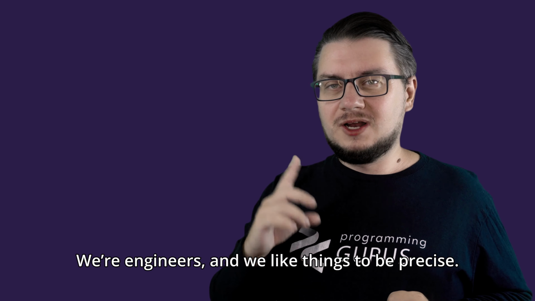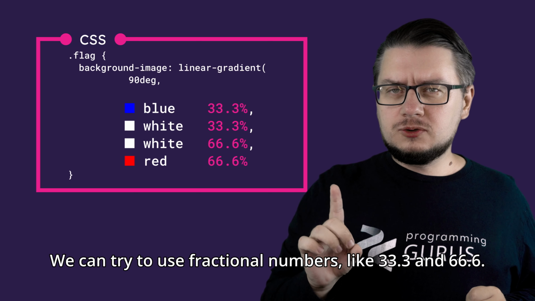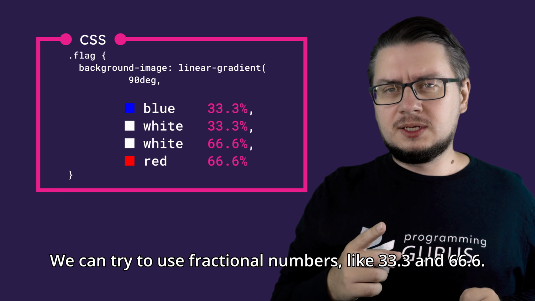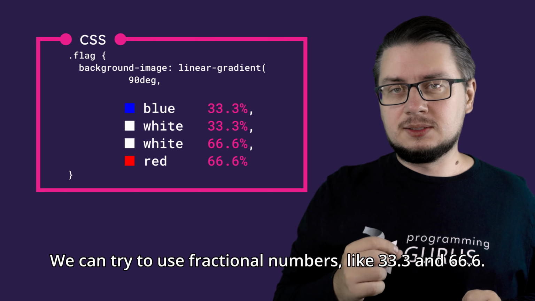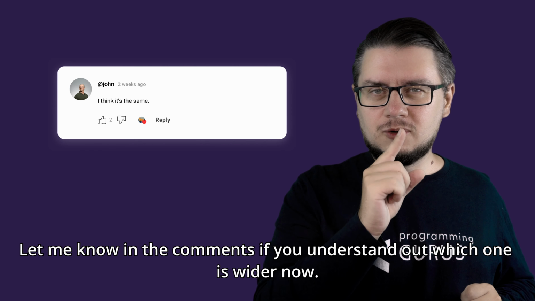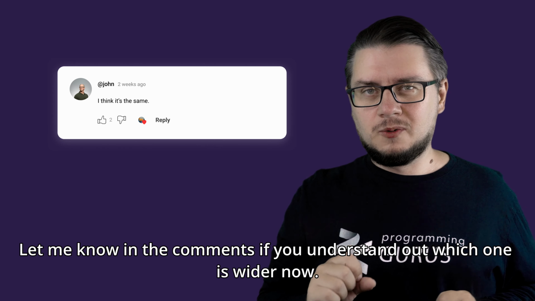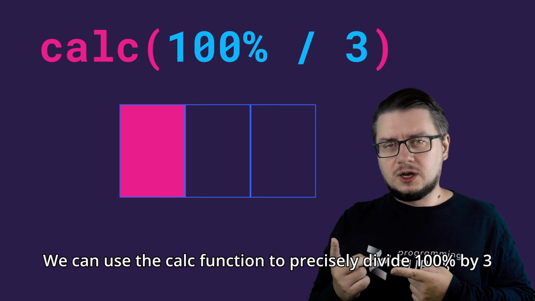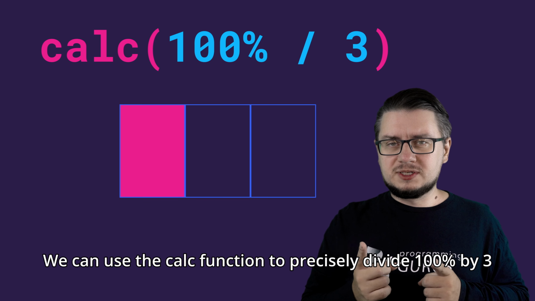We're engineers and we like things to be precise. We can try to use fractional numbers like 33.3% or 66.6. Even fewer people will notice we still have a wider column. Let me know if you understand which color is wider now. How about we just let the computer compute the exact value? We can use the calc function to precisely divide 100% by 3.